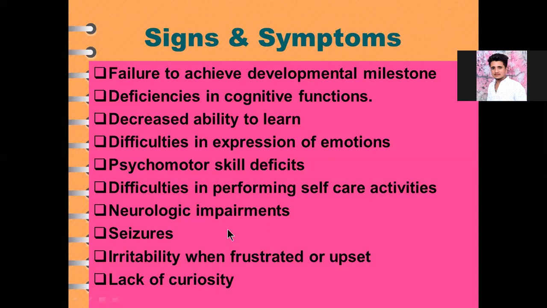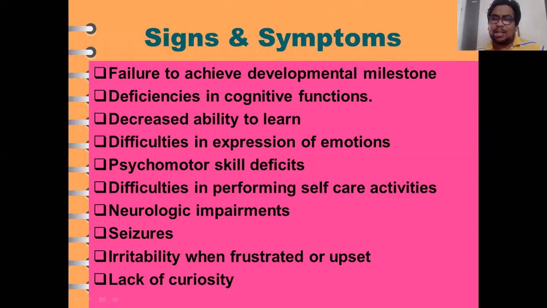Next one is neurologic impairments are common. That is sensory impairment. They cannot perceive pain. They cannot feel the sensations. So that is neurologic impairments. Sometimes they may not hear voices because they may be dumb or deaf. They cannot speak, and there will be other problems like irritability when frustrated or upset. Irritability, so they easily get irritated and anxious. Next one is lack of curiosity. They are not interested to learn anything. That is lack of curiosity.